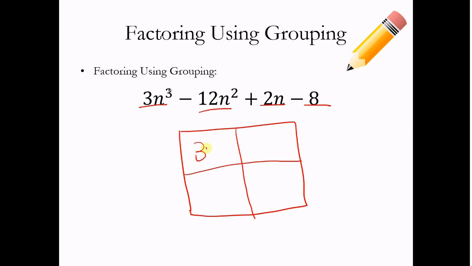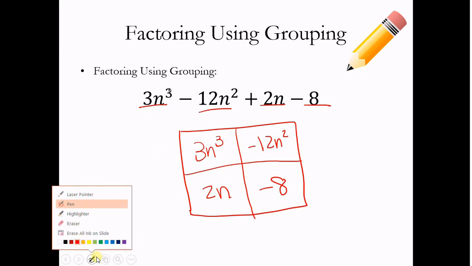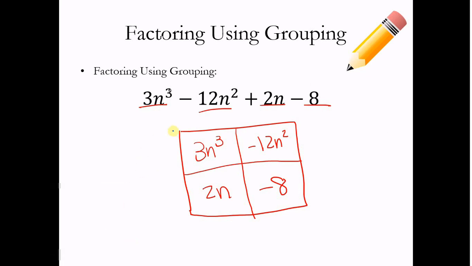So 3n cubed is going to go in the first box. Negative 12n squared is going to go in that box. 2n is going to go there, and negative 8 is going to go there. With me so far? So I put every term in its own box. So now what I need to do is get stuff around the edges. So I'm going to fill in the stuff around the edges here.